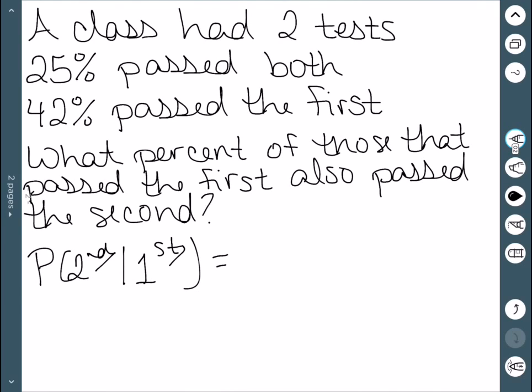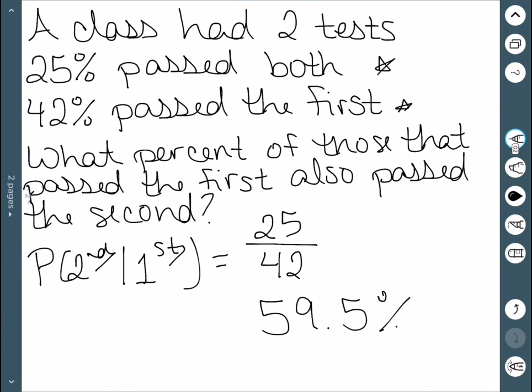Our formula says to start with probability of A and B, so we need to know how many people pass both the first and the second. And that's given to us by the 25%. On the denominator, we need the probability of A, the number of people who passed the first test, which is given to us by 42%. Then we just need to divide these two numbers, and we get 59.5%. So 59.5% of those that passed the first test also passed the second test.